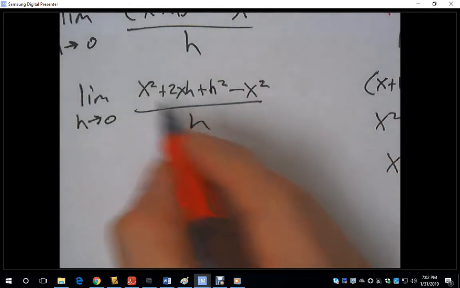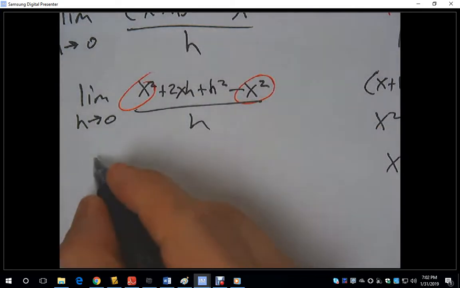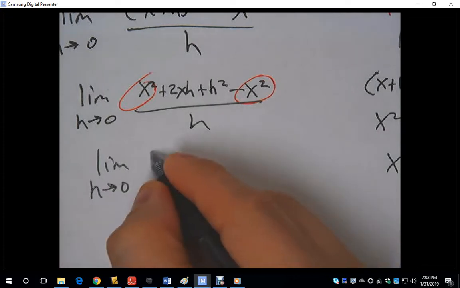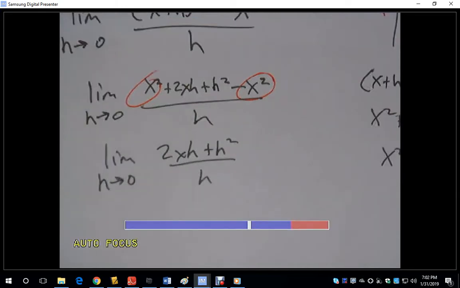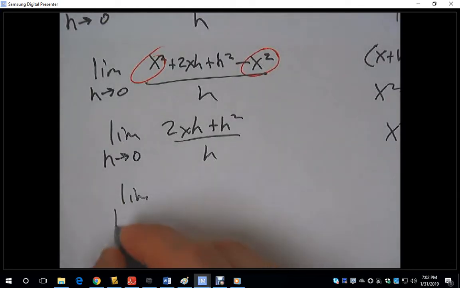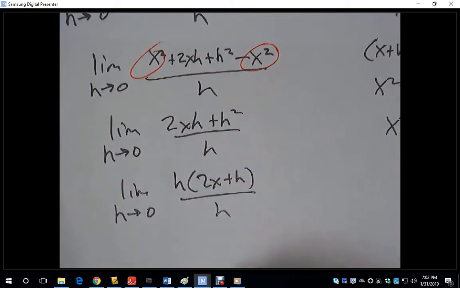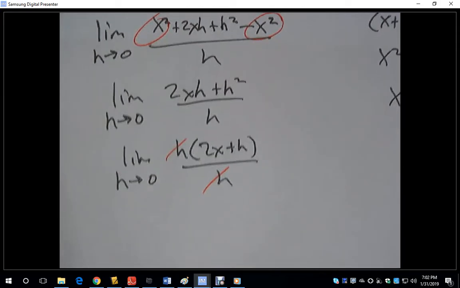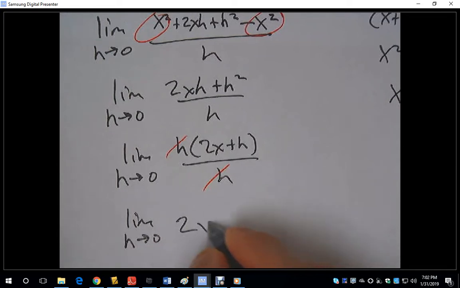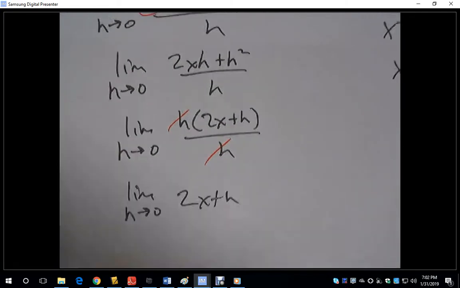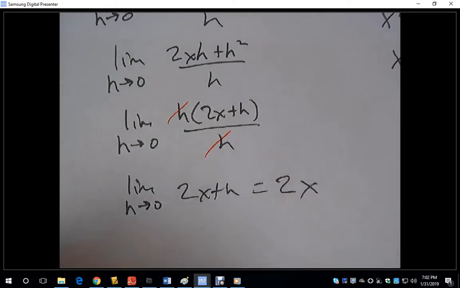Now you should notice that we have x squared minus x squared. That's going to give me 0, so that's gone. So I have the limit as h approaches 0 of 2xh plus h squared over h. I'm going to factor out an h, so I have the limit as h approaches 0 of h times (2x plus h) over h. H divided by h is 1, that cancels out, and I'm left with the limit as h approaches 0 of 2x plus h. So as h approaches 0, I'm left with 2x.